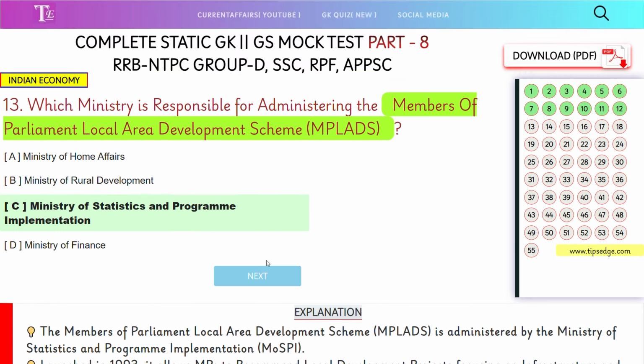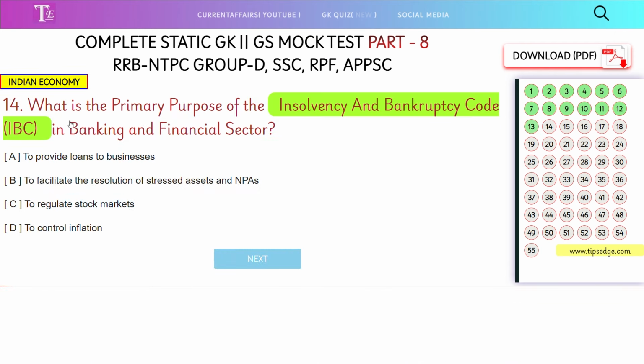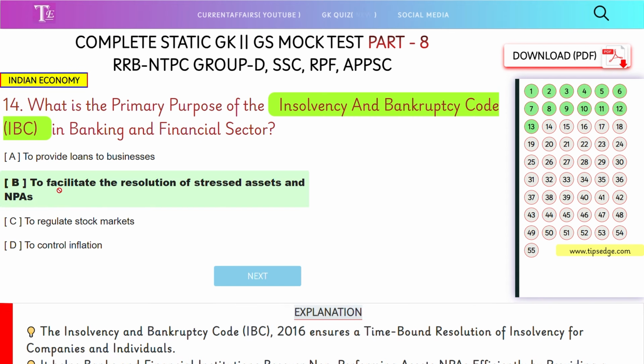Now moving to the 14th question. What is the primary purpose of the Insolvency and Bankruptcy Code, IBC, in the banking and financial sector? Answer: to facilitate the resolution of stressed assets and NPAs.